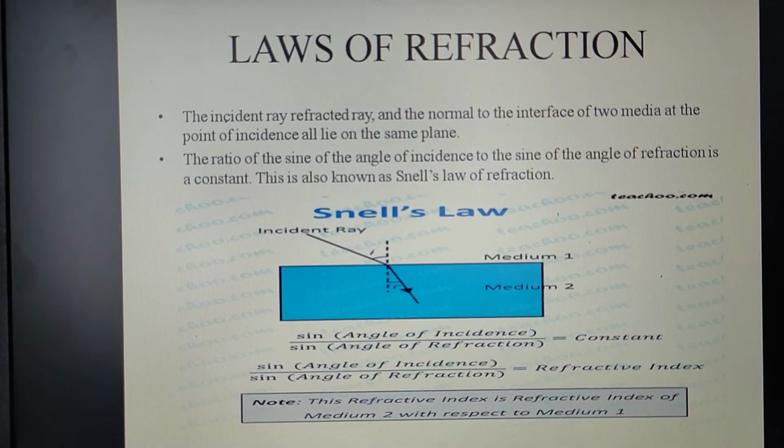Okay, so according to the laws of refraction, you will see over here the incident ray, the refracted ray, and this is the normal, all lie on the same plane in the interface between the two media. This is medium 1 and this is medium 2. So the ratio of the sine of the angle of incidence to the sine of the angle of refraction is a constant, and that is known as the refractive index. Okay, so those are the laws of refraction.